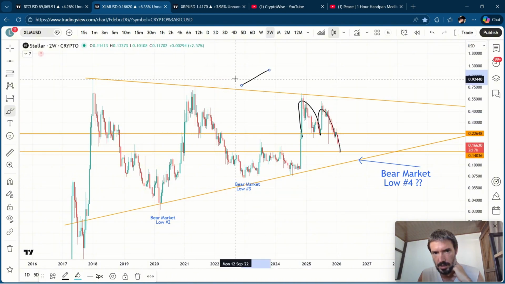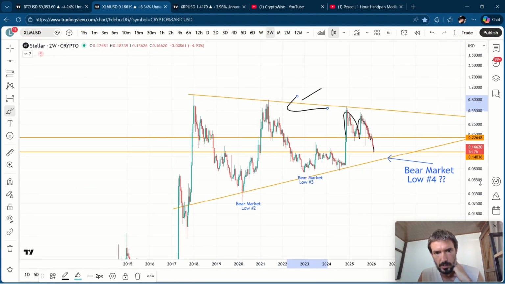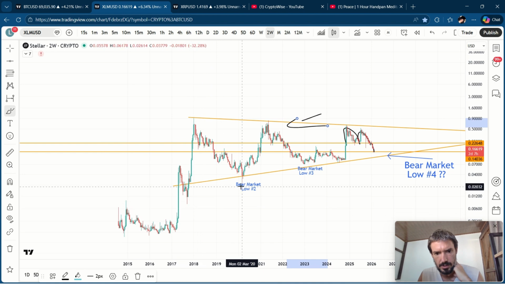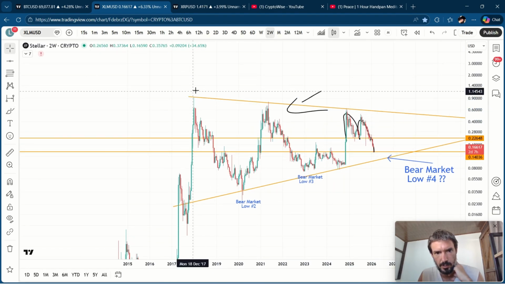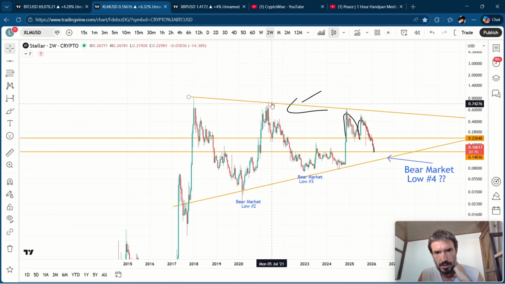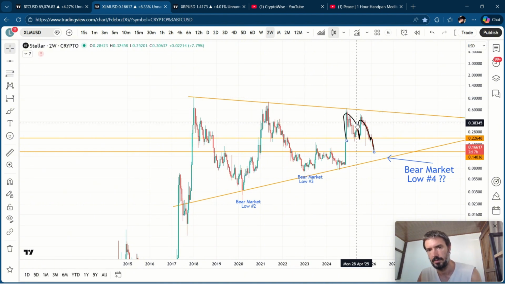Very much like what happened in the third bull market. Let me just see here. 2020. So this was the first, second, third, fourth. So anyway, second bull market top is here. Third bull market top. I really don't want to redo this, so we're just going to flow through it here.